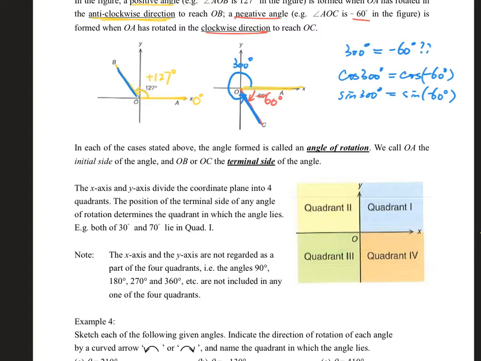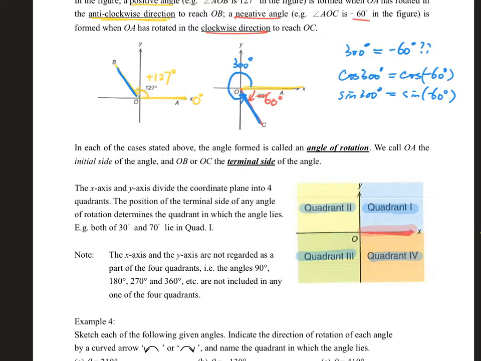Each of them will be called a quadrant. The first one is called quadrant 1 in blue. Next, quadrant 2, quadrant 3, and quadrant 4. So the rectangular coordinate plane with the xy axes divides the plane into four regions called quadrants 1, 2, 3, 4.